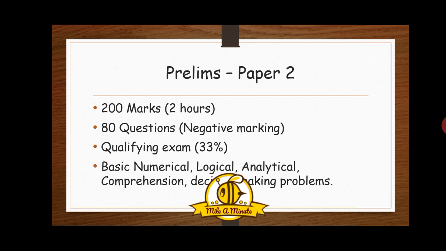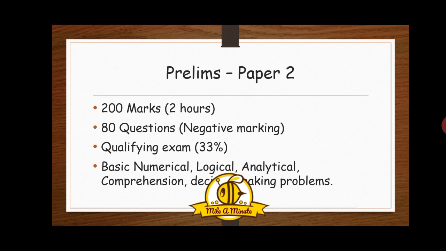While preparing for Prelims, most of your time will be dedicated to paper 1. You may study for 10 to 11 months for Prelims, and then spend only 1 month on paper 2. That is enough to clear it. You should have a basic idea of quantitative aptitude, logical aptitude, analytical reasoning, comprehension, and some decision making problems can also be asked. But it is really simple if you are good in maths and English.